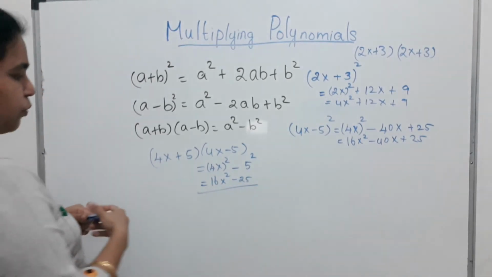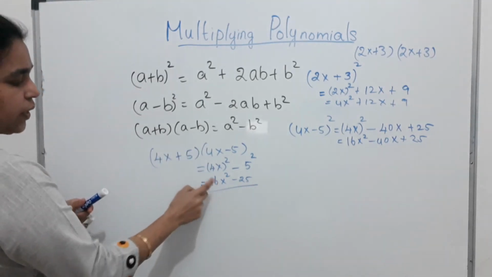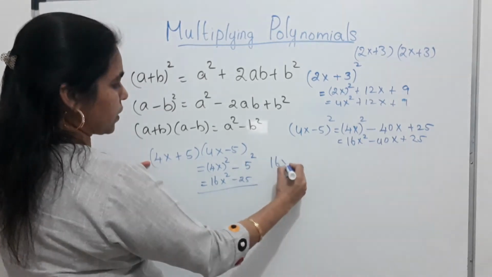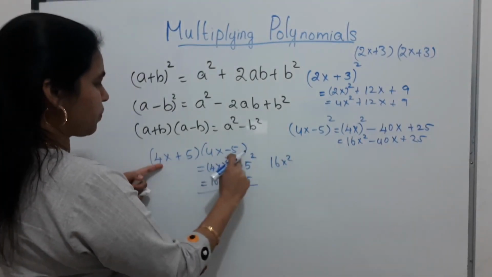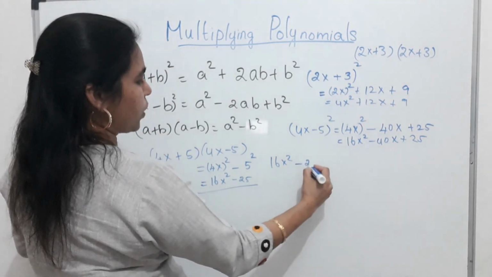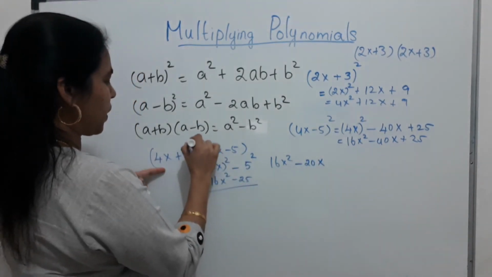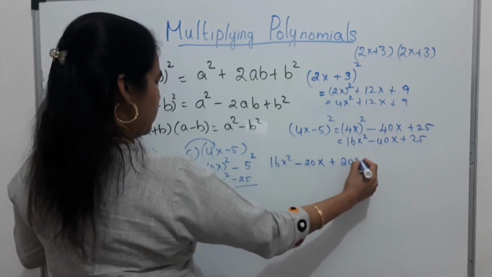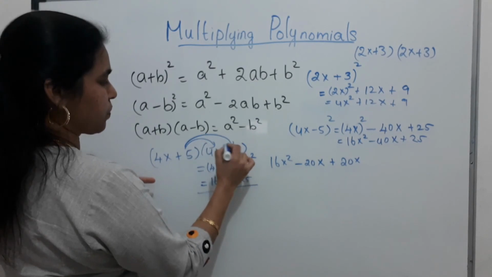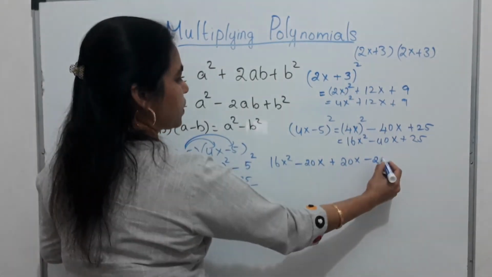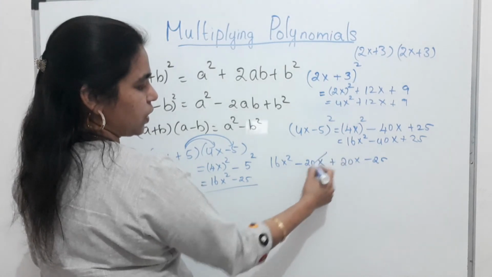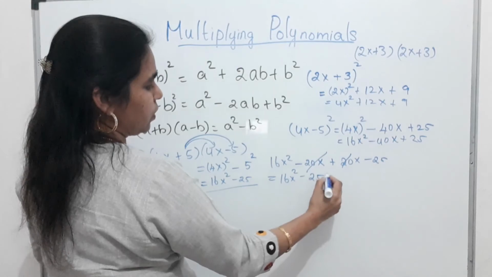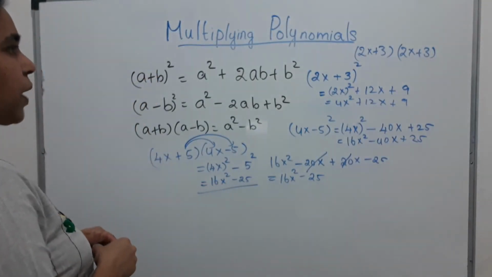And if you multiply in the normal way also, you will get the same answer. See, 4x times 4x is actually 16x square. And then when you multiply this with this one, you will have minus 20x. And then when you multiply this with this one, you will get plus 20x. And then when you multiply 5 by minus 5, you will have minus 25. See, here minus 20x and plus 20x will cancel. The answer will be 16x squared minus 25. So this is how we can multiply polynomials.